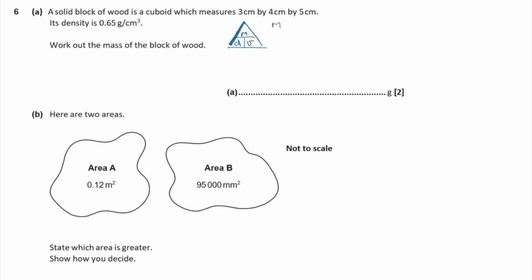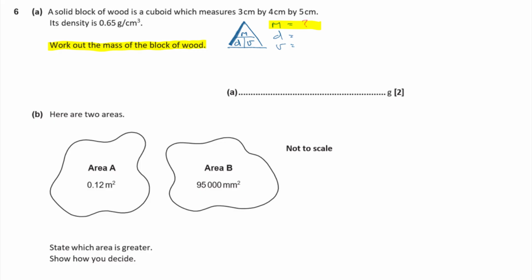So mass, density, volume. Usually with these things, they give you two of them and you need to find the third thing, don't you? And you can use the triangle to remember which way round you do things. Okay, so what have they given us here? Have they given us the mass? No, they haven't. Work out the mass of the block of wood. So that is actually what we need to find out, isn't it? That is our unknown that we're trying to find.